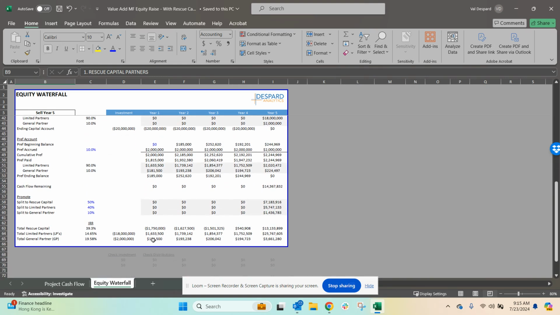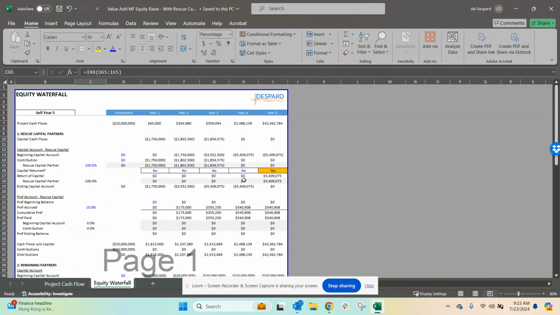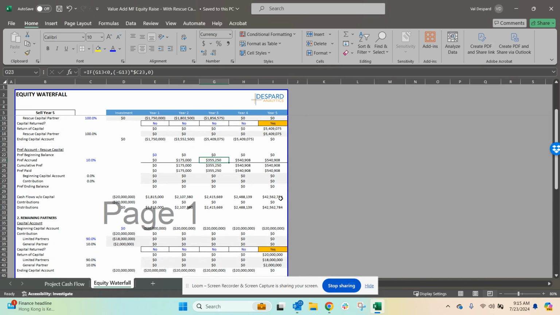So at the end of the day, you have separate IRRs for each class. And the way this works is the rescue capital partners put in whatever's needed to renovate the units. That becomes their capital investment, which then earns its own pref. And that pref and capital are paid first upon exit. The pref is actually paid current. You could accrue the pref until the end, but the pref is a current pay in this model.